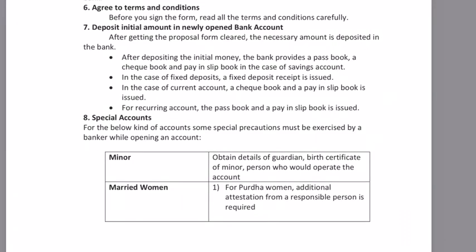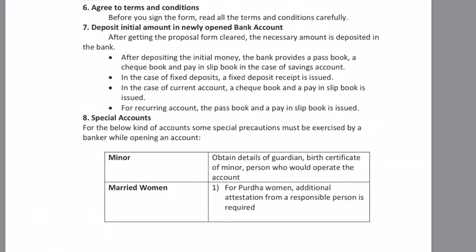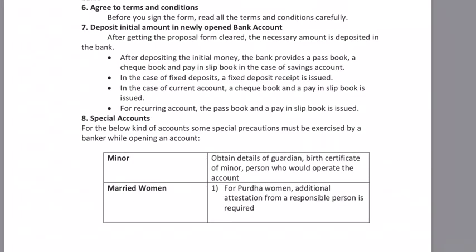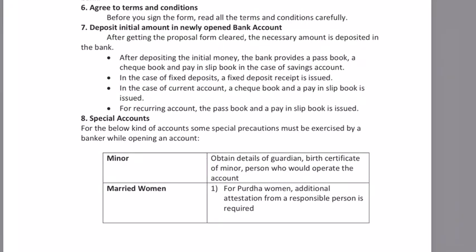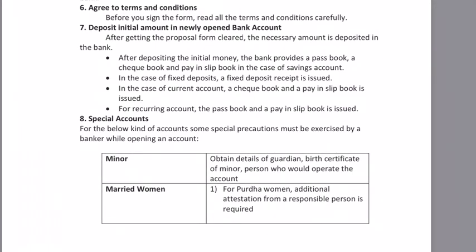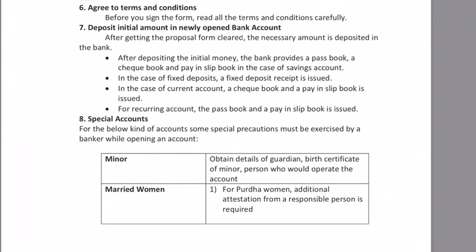Okay, now while this is a normal procedure for any general opening of account, there are certain special accounts for which the bank exercises some special precaution. So let's quickly understand that. For a minor, so a minor is a person who has not attained the age of 18. Okay, so for a minor, details of the guardian and birth certificate of the minor will be needed, and they will also ask specifically about who will operate the account.